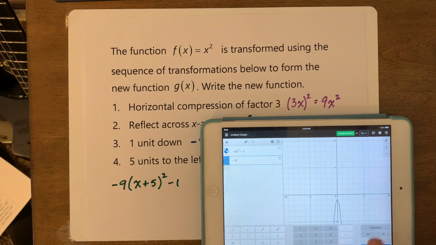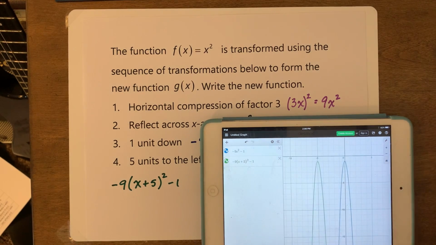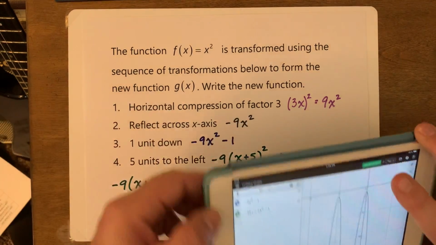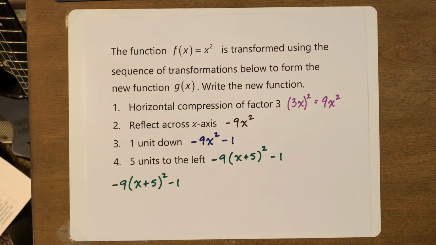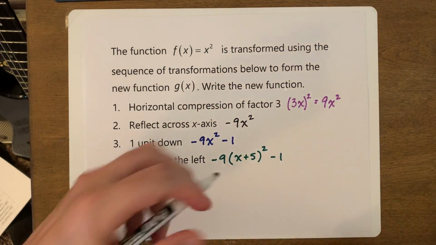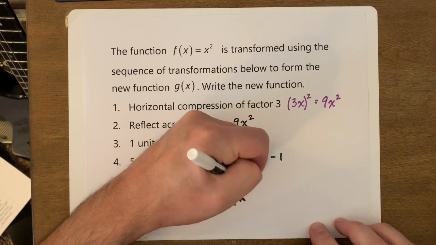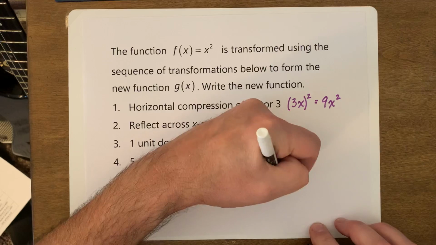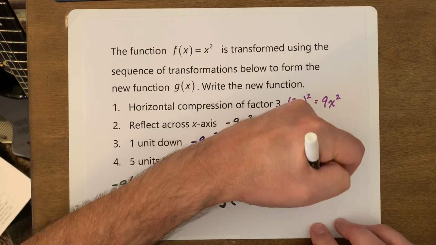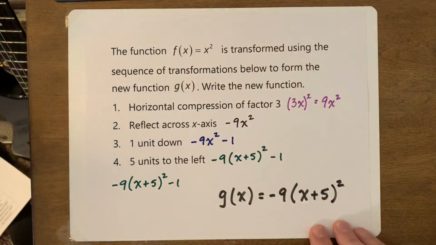So negative 9, parenthesis, x plus 5, parenthesis, squared, and then still minus 1. And we have the same exact graph. You can clearly see it, and it's been moved 5 units to the left. So I'm very confident in that answer. That looks very good. Not as bad as the last one, thankfully. So this one, we'll put g of x equals, and then negative 9, x plus 5 squared, and then minus 1, and we should get full credit for that.